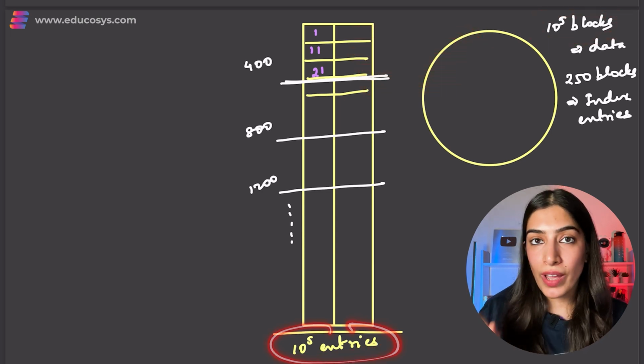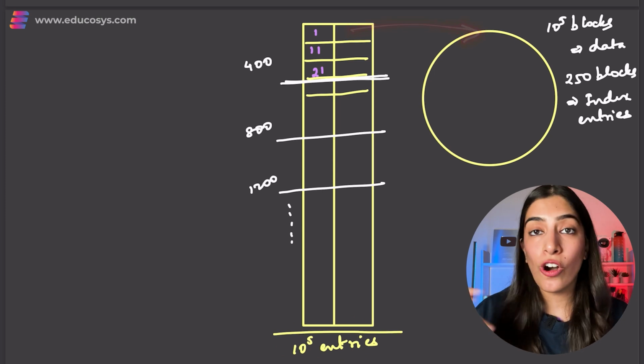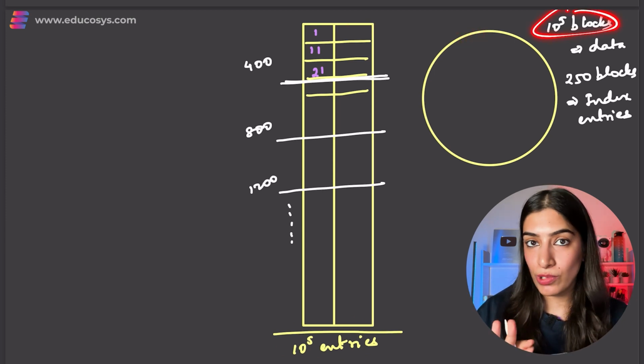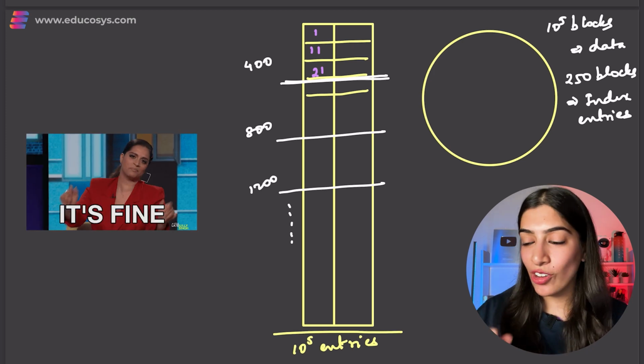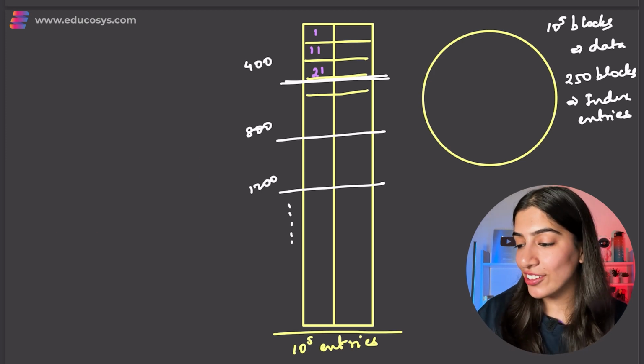10 power 5 entries. Why? Because we are pointing to data. How many blocks are pointing to data? 10 power 5 blocks. I'm repeating again and again so that you don't have any doubts. I'm sorry if you're getting annoyed by my repetition, just making sure that there are no doubts.